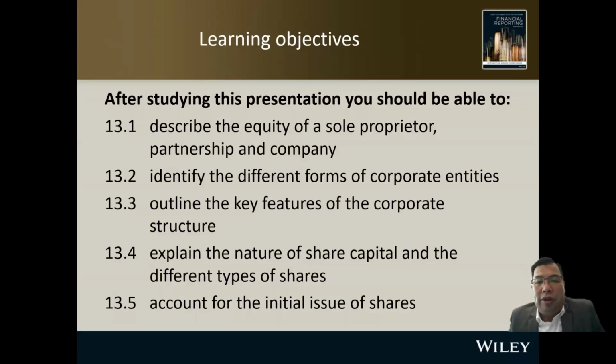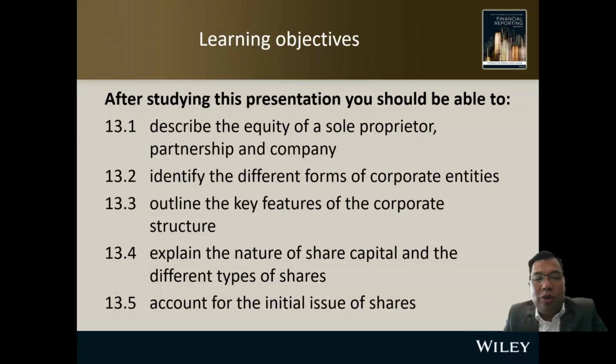In certain countries, for example, China, or maybe Australia as well, when we talk about ordinary shares, they have ordinary shares type A, type B, type C, but not in Malaysia. In Malaysia, we only have one single type of ordinary shares. But in certain countries, they have different types of ordinary shares.